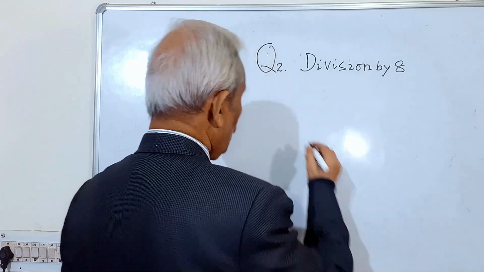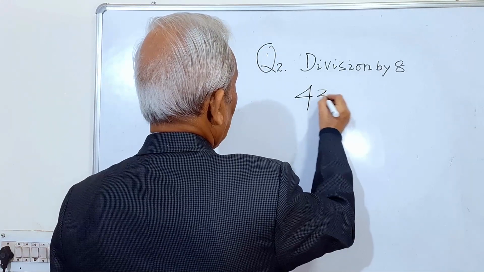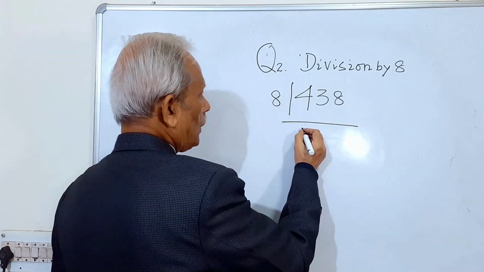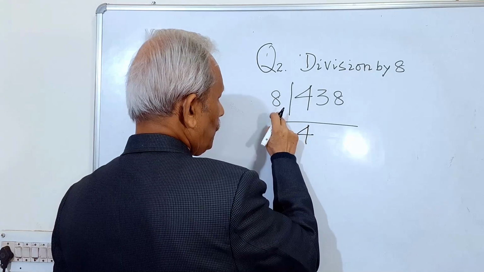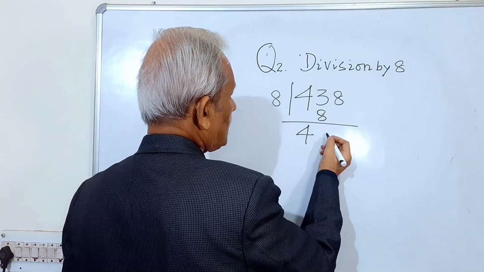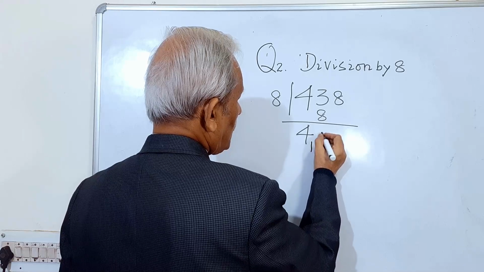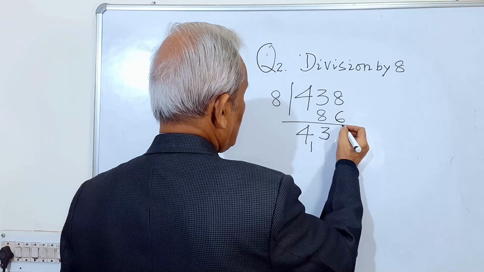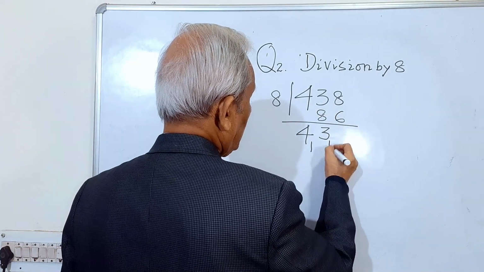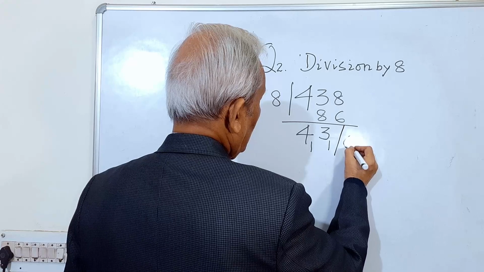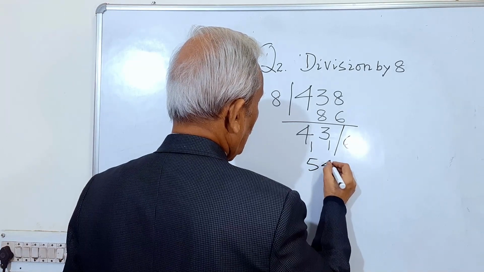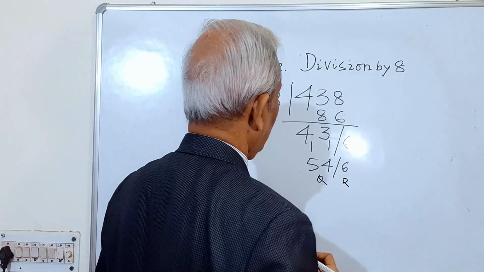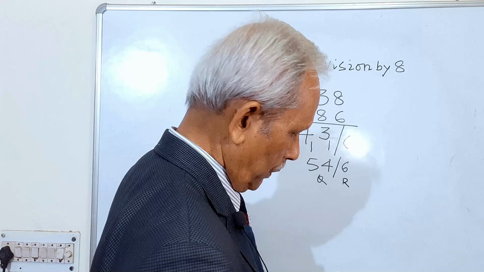Next question is 438 divided by 8. 4 comes as it is here. 4 into 2, 8. 8 here. 8 plus 3, 11. 8 goes one time into it. And what's remaining? 11 minus 8 is 3. Now 3 into 2 is 6. 6 here. 8 plus 6 is 14. 8 goes one time into it. 14 minus 8 is 6. So the answer is 54 is the quotient and 6 is the remainder. Okay? Simple, quite simple.